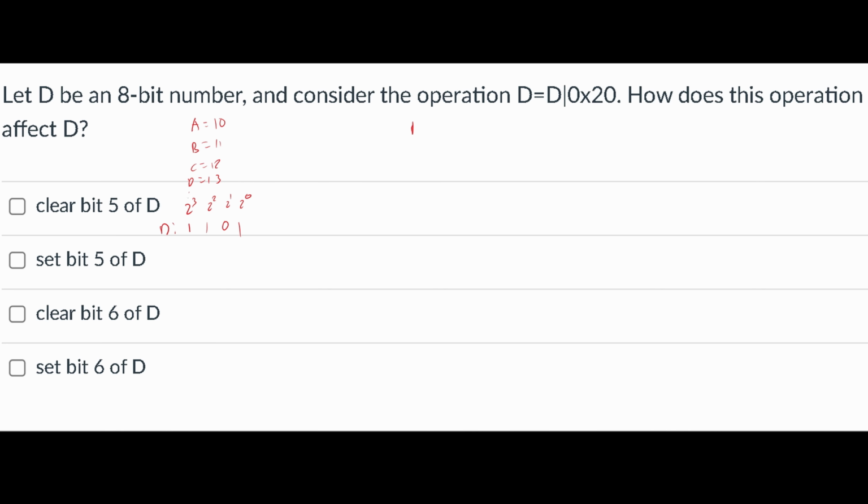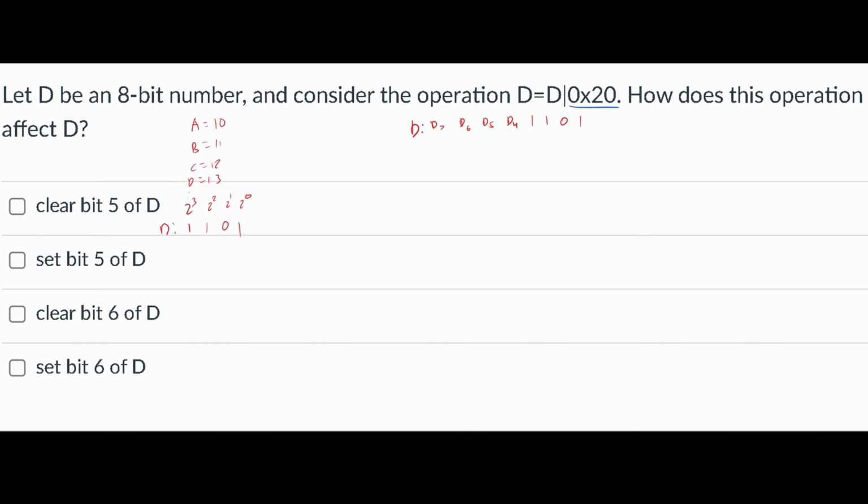So writing this out, we're not going to look at the other bits. We're just going to write them as D7, D6, D5, and D4. And then we have D3, D2, D1, and D0.